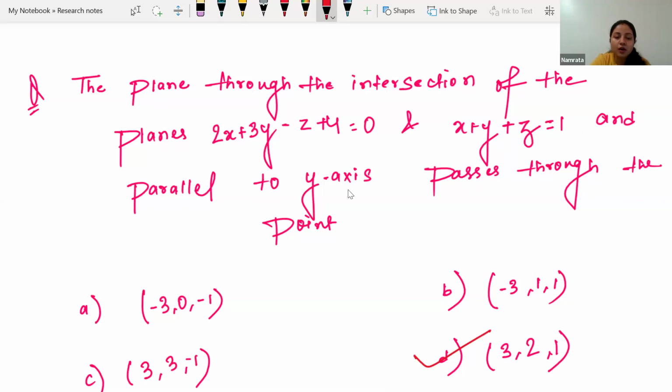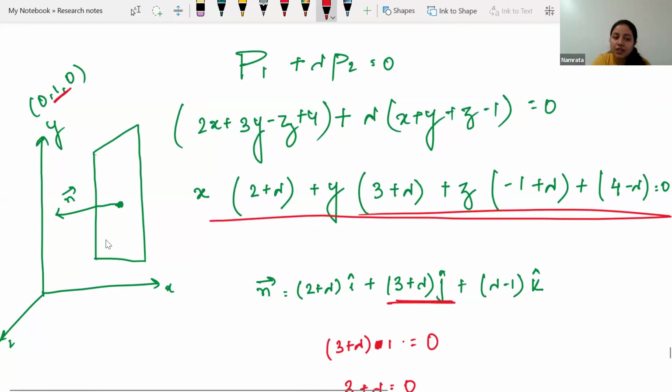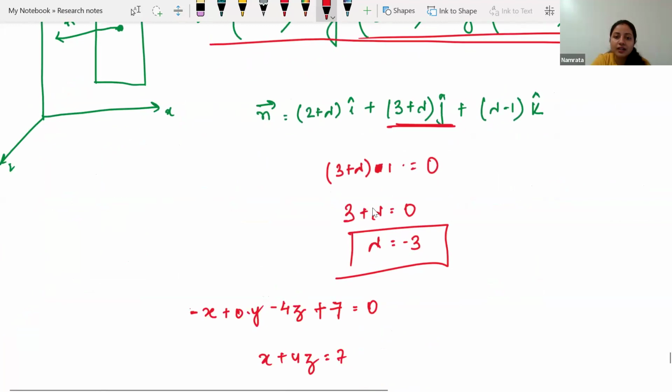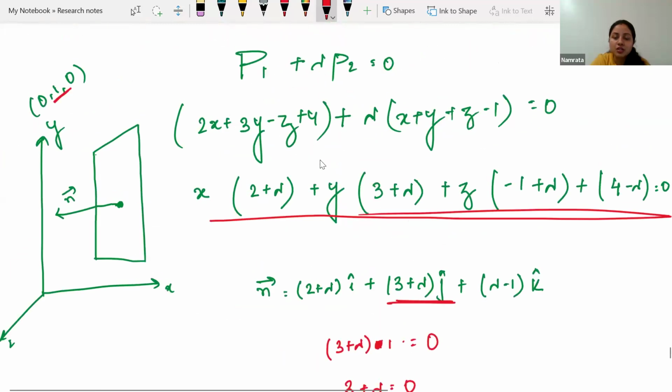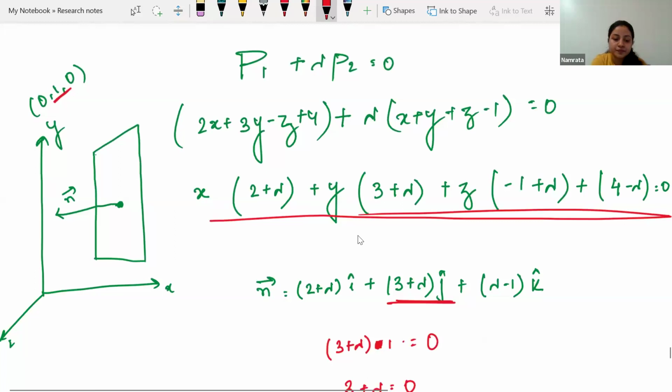that the obtained plane is parallel to the y-axis. So we have taken the normal to the plane and we are saying that the normal will be perpendicular to the y-axis. So we are taking the condition, doing the dot product equal to 0, and this is how we got the equation of the plane, and then we are just searching for the option, the point which will lie on this plane. Is it clear to everyone? Yes or no? Yes, ma'am.